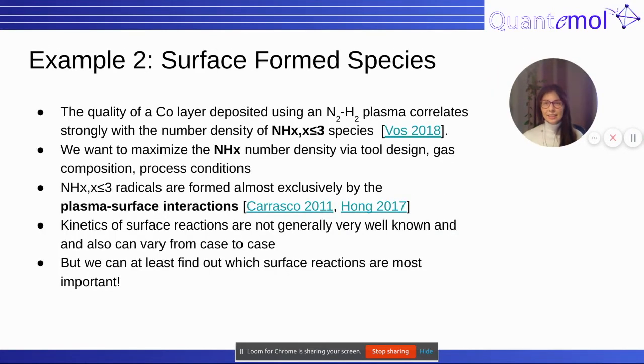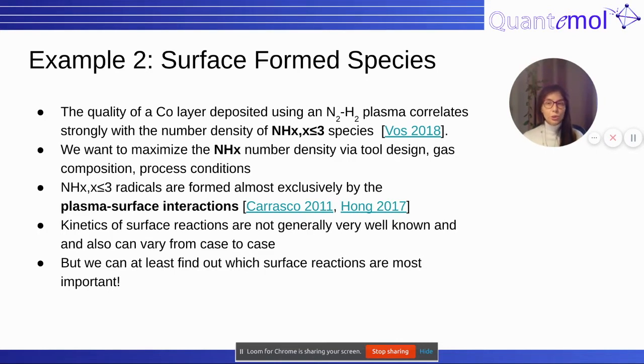In the second example, we will look at the case where important species are formed on surfaces. It is known that when atomic layer deposition is done using N2H2 plasma, in the case of cobalt, the quality of the film correlates with ammonia and ammonia-like NHx species. The higher their concentration, the better the quality of the film. So naturally, we would like to increase the concentration of these species in the plasma.